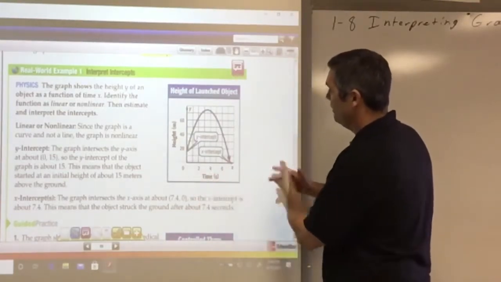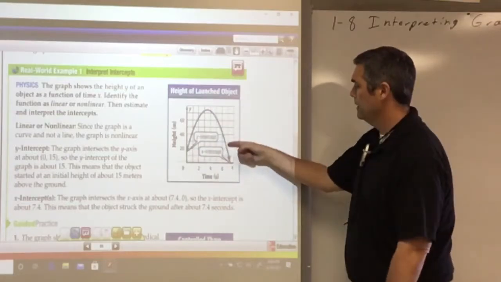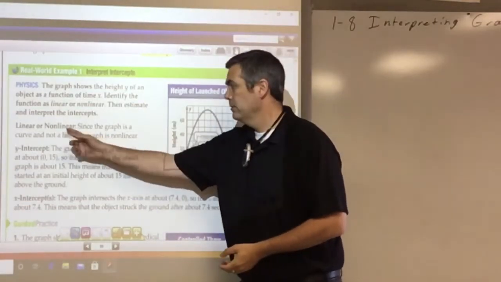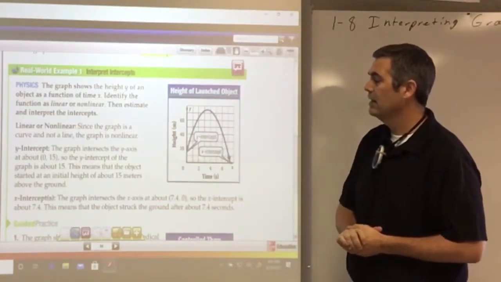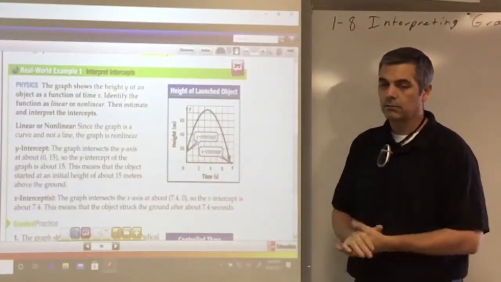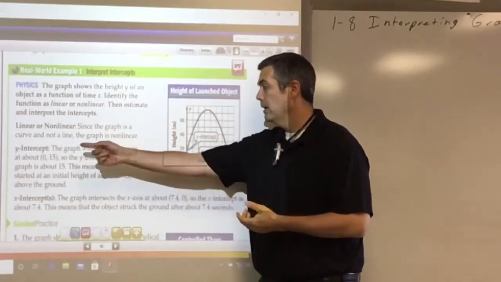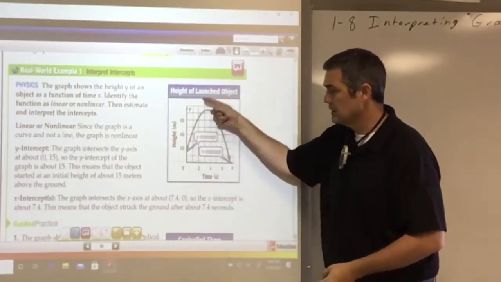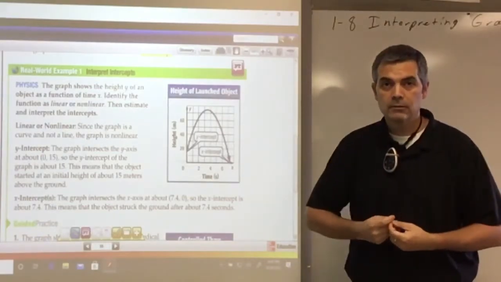So here they give us our graph. It comes up and down, so it's nonlinear. Okay? Very first thing, linear and nonlinear: since the graph is a curve and not a line, the graph is nonlinear. Exactly what I just said. Okay? The y-intercept. Where does this cross the y-axis? That's where your y-intercept is.